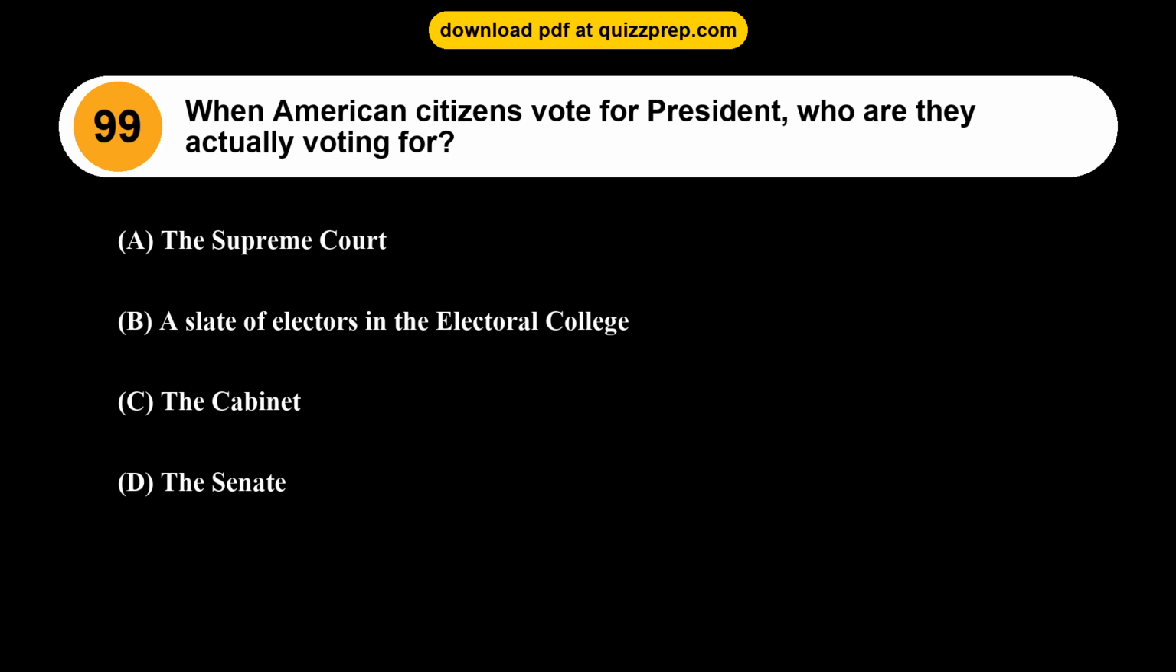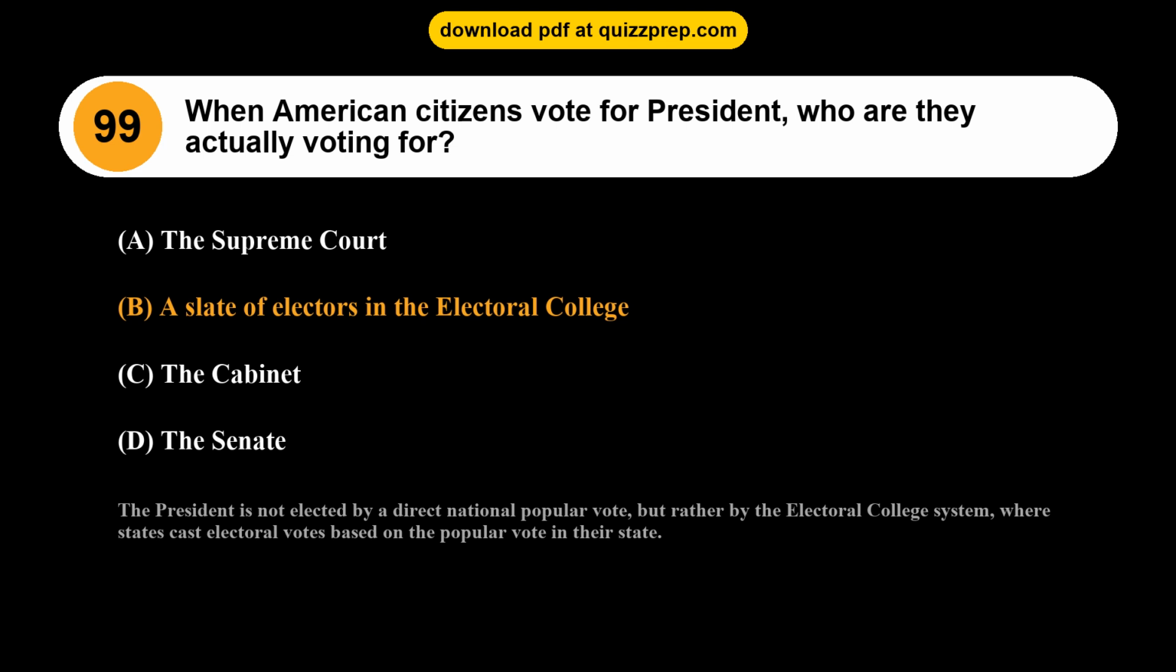Question 99. When American citizens vote for president, who are they actually voting for? Option A, the Supreme Court. Option B, a slate of electors in the Electoral College. Option C, the Cabinet. Option D, the Senate. The correct answer is option B, a slate of electors in the Electoral College. The president is not elected by a direct national popular vote, but rather by the Electoral College system, where states cast electoral votes based on the popular vote in their state.